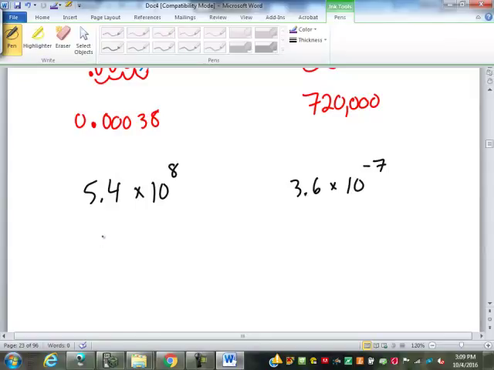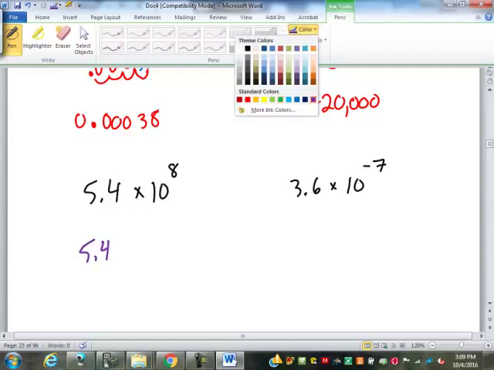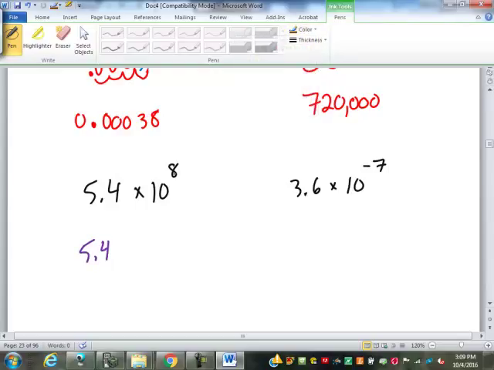So what's the 5.4 times 10 to the 8th going to become? 540 million. Perfect. We have to move the decimal 8 places. It's a positive, so it's a large number. So 1, 2, 3, 4, 5, 6, 7, 8. So 540 million. Oops. Hopefully you put the last 2 zeros on there.